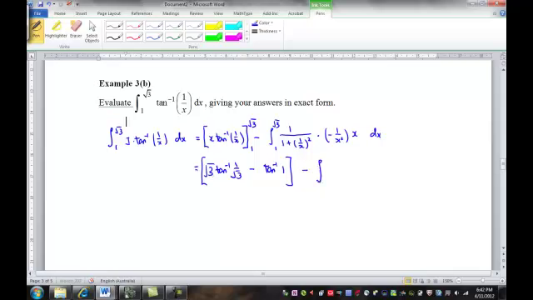Minus, now we need to simplify this expression a little bit, from 1 to square root 3. This is what you obtain. Now, back to this. We know that tangent inverse 1 over square root 3 will give us a special angle, 30 degrees, which is pi over 6. So square root 3, pi over 6. Tangent inverse 1 will give us also a special angle, 45 degrees, which is pi over 4.